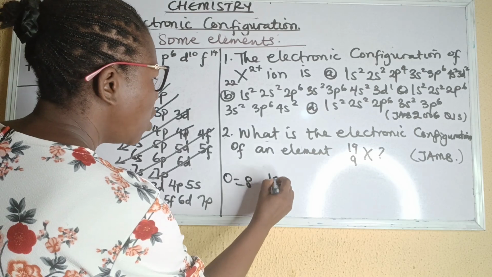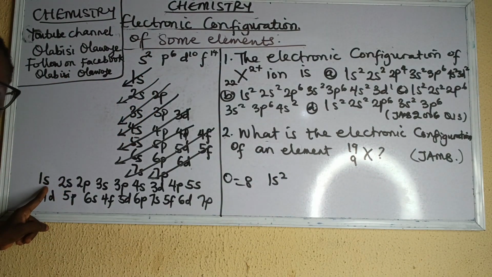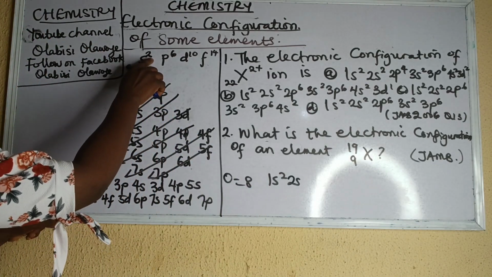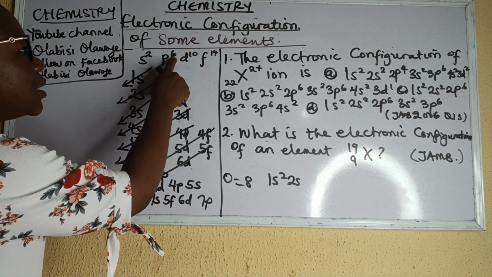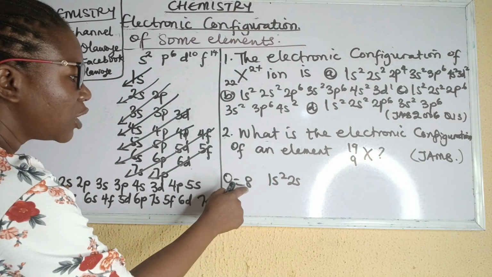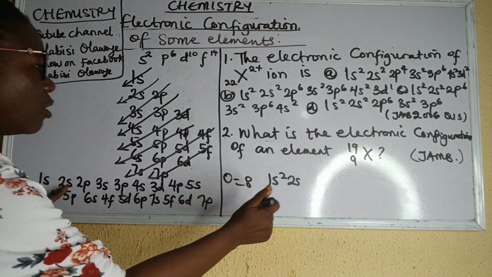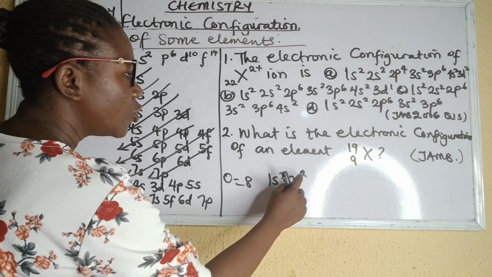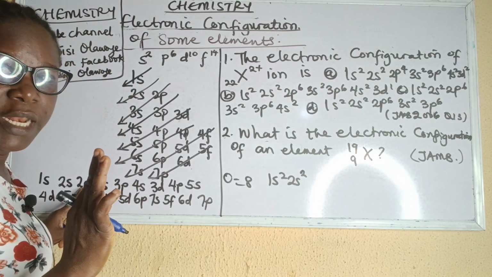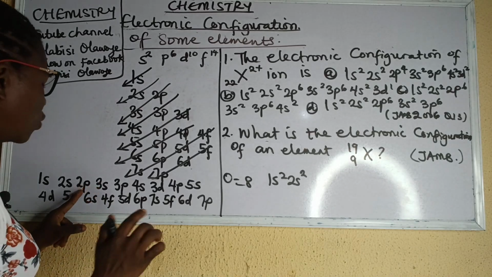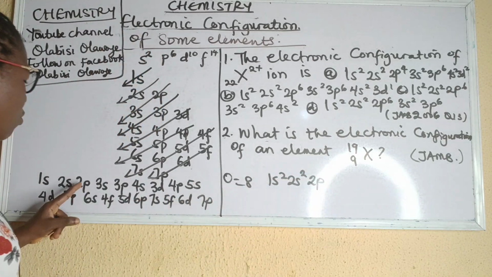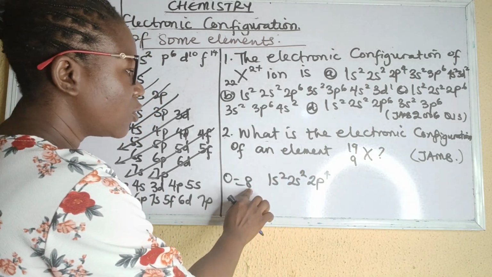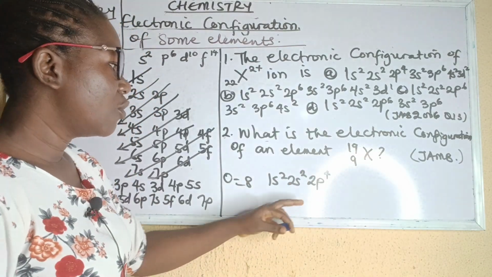We have 1s2, followed by 2s. What am I using here? I'm using the fact that s carries 2, p carries 6, d carries 10, and so I'm sharing the atomic number on it. So 1s2 followed by 2s2. Then 2 plus 2 is 4. It means I have 4 electrons left to share. So the next one is 2p, and 2p can accommodate as many as 6, but we have 4 electrons left because we are talking about oxygen here. So this is the electronic configuration of oxygen.